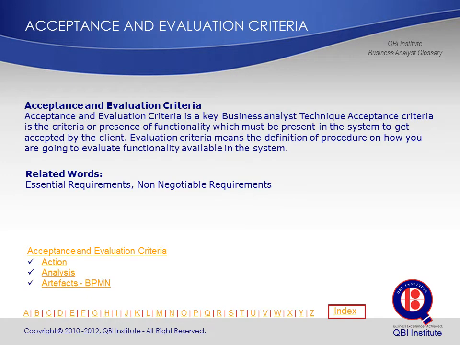Acceptance and evaluation criteria. Acceptance and evaluation criteria is a key business analyst technique. Acceptance criteria is a criteria or presence of functionality which must be present in the system to get accepted by the client. Evaluation criteria means the definition of procedure on how you are going to evaluate functionality available in the system. Related words: essential requirements, non-negotiable requirements.